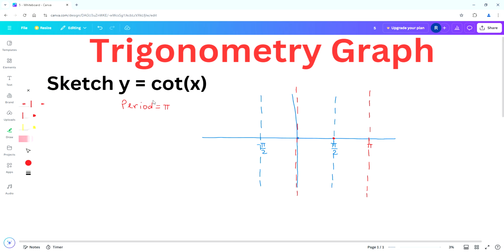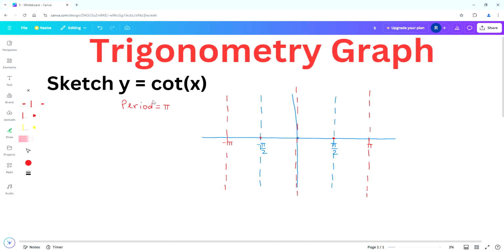The vertical asymptote on the left side of the y-axis is at negative pi, because the vertical asymptotes are pi units apart. And the x-intercept between these two vertical asymptotes is at negative pi over 2, where there is a vertical asymptote for tan x. The graph is a set of curves between the consecutive vertical asymptotes.